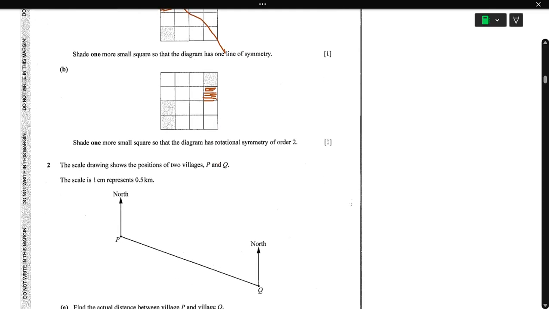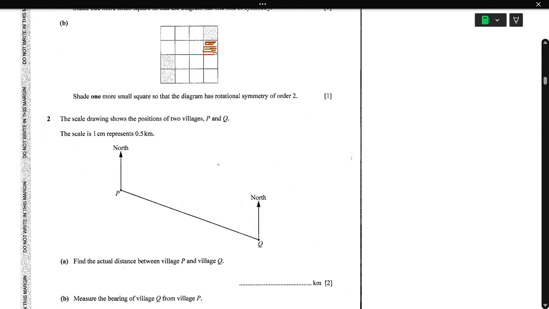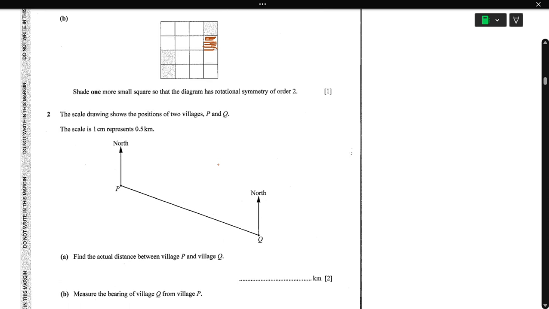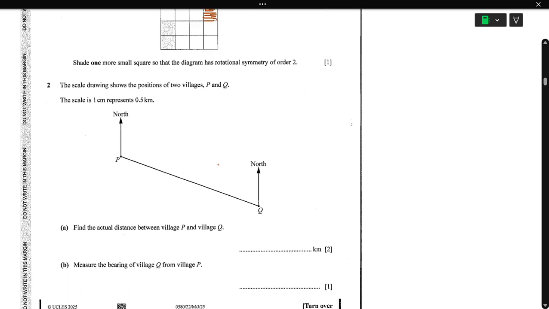Okay, the next question. The scale drawing shows the position of two villages, P and Q. The scale is 1 centimeter represents 0.5 kilometer. Find the actual distance between village P and village Q. Use a ruler to measure PQ. Approximately we'll get 8.8, 8.9 or 9, so I'll take 9 centimeter. Even 8.8 or 8.9 is also correct.